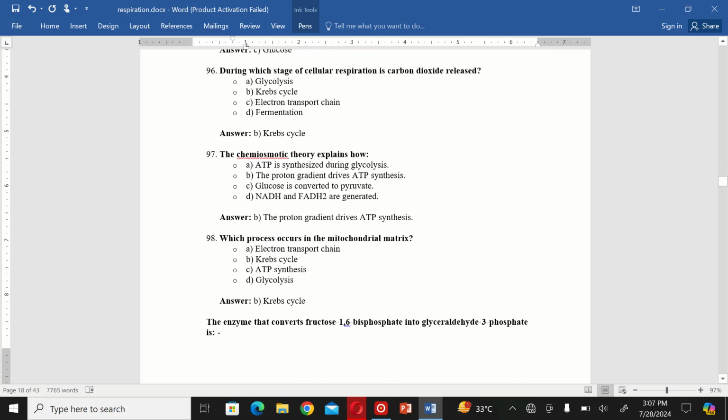The next MCQ is during which stage of cellular respiration is carbon dioxide released? A. Glycolysis. B. Krebs cycle. C. Electron transport chain. And D. Fermentation. So the correct option is B. Krebs cycle.